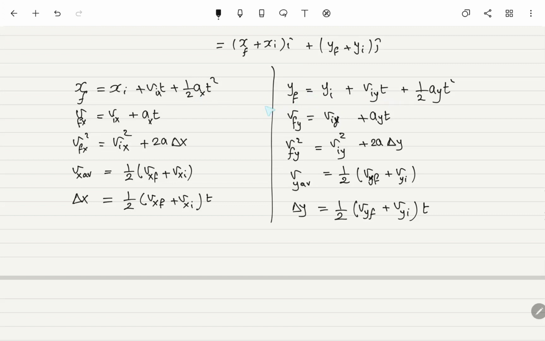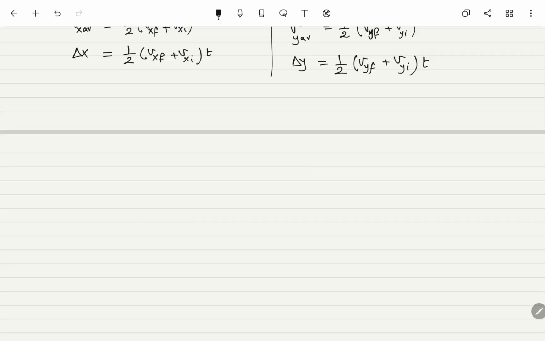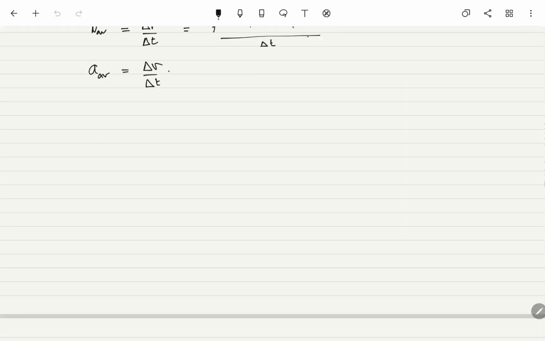Now the common factor between these two sets of equations is time. Time is the same for both the x and y coordinates. Once we find the position vector r, we can identify the average velocity, which is equal to delta r over delta t. Let's have an example.